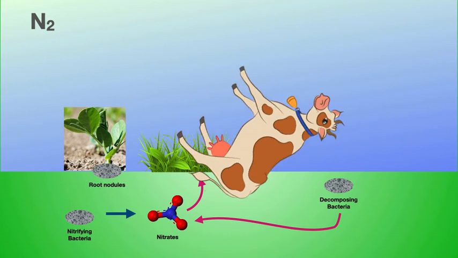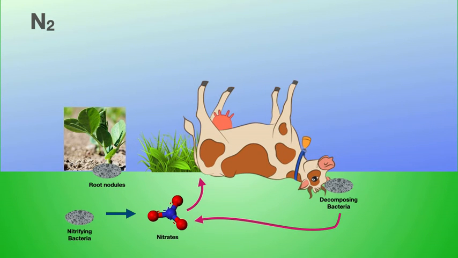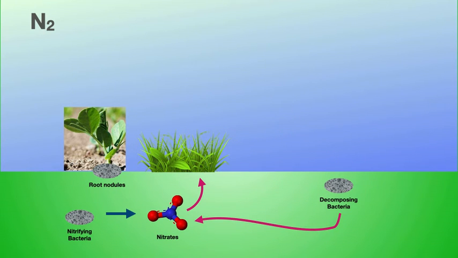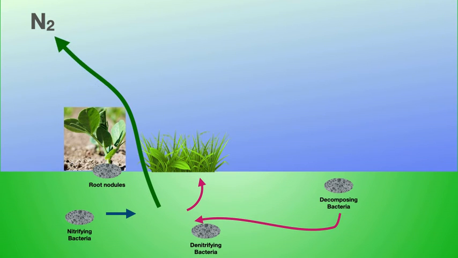Similarly, when organisms die, their bodies decay, decomposing bacteria break them down to release nitrates back into the soil. Now, we can't just keep taking nitrogen out of the air. There must be some way of it getting back, and that is by denitrifying bacteria, which turn nitrates back into nitrogen. That then is the nitrogen cycle.